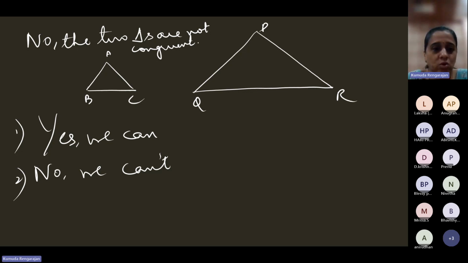But the correct answer is no, the two triangles are not congruent, because it's very clear that ABC is smaller than PQR. ABC is a little triangle. PQR is bigger than ABC. So how can they be congruent? Congruence means identical triangles. One will look just like the other. And ABC and PQR, you can see on the face of it, ABC is smaller than PQR. So even if information is given, the triangles will not be congruent.